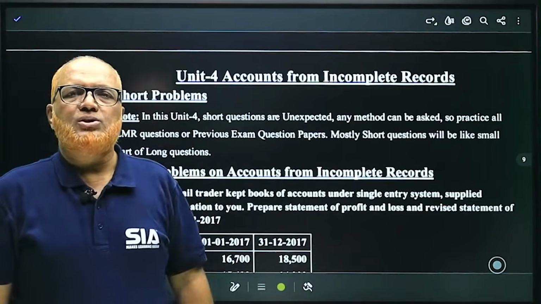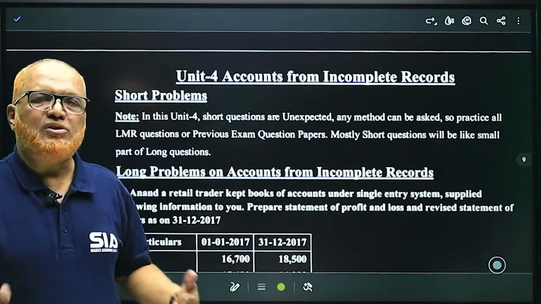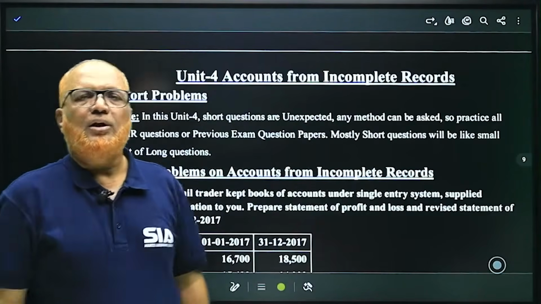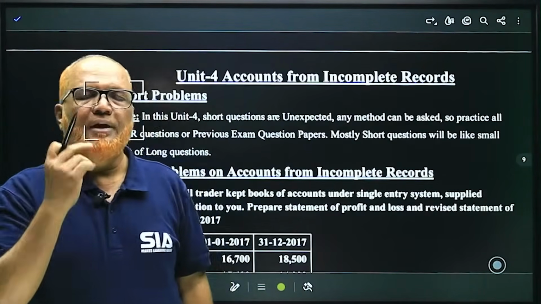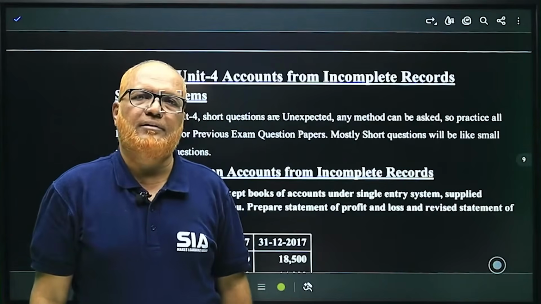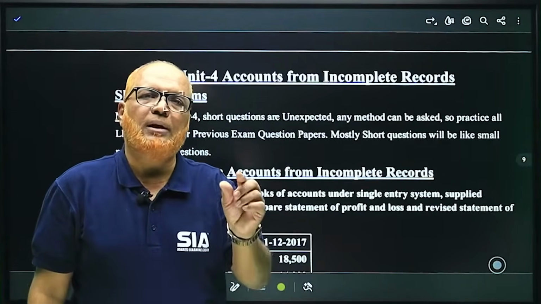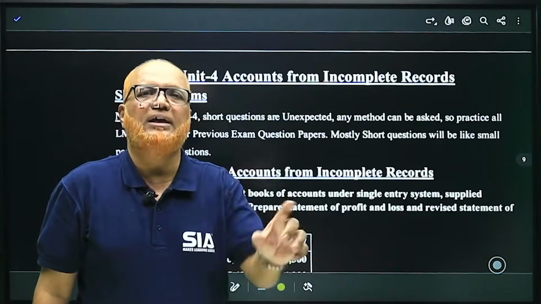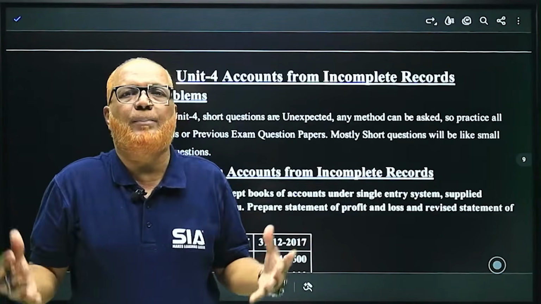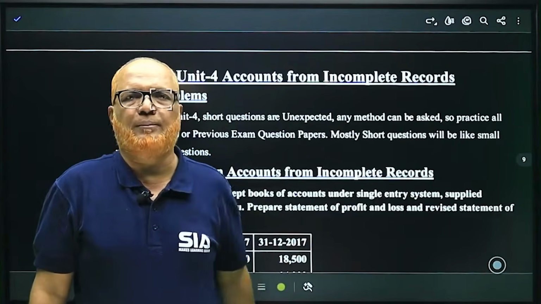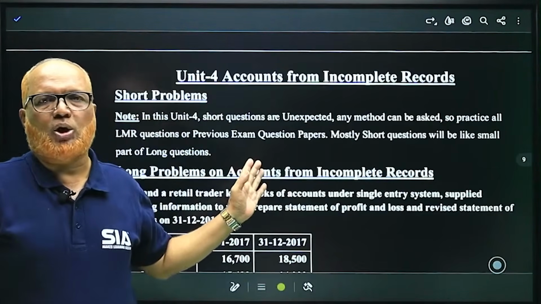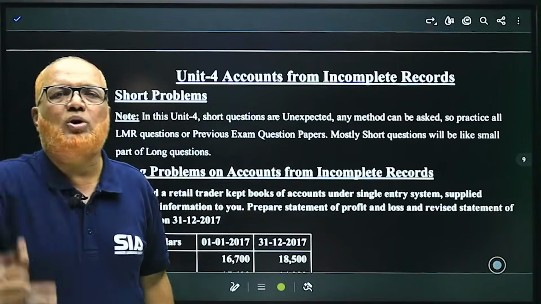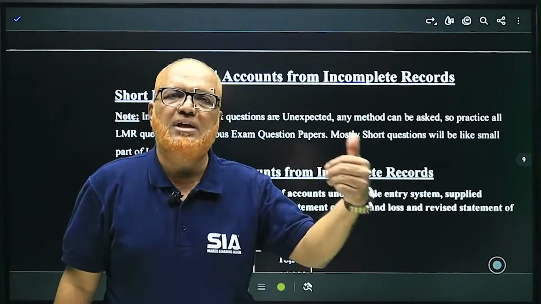That's all. So problems. What are the types of problems you might get in this unit, incomplete records? The problems are regarding calculating the total sales, calculating the total purchases, calculating the profit during the year if the accounts are incomplete. Short problems are there. So I will explain you one short problem which was asked in previous examination. Similar type of short problems you can get from the SIA app.